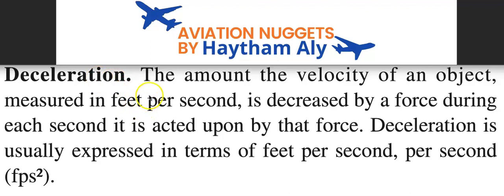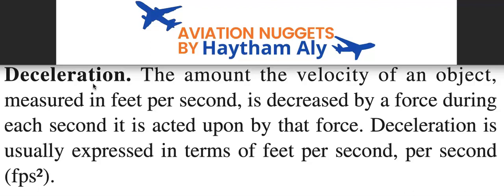So again, the deceleration is the amount the velocity of an object measured in feet per second is decreased by a force during each second. It is acted upon by that force. Deceleration is usually expressed in terms of feet per second squared. So now we clearly identify what is meant by deceleration. And this term always comes to mind when we speak about the different rates of the auto brake system.